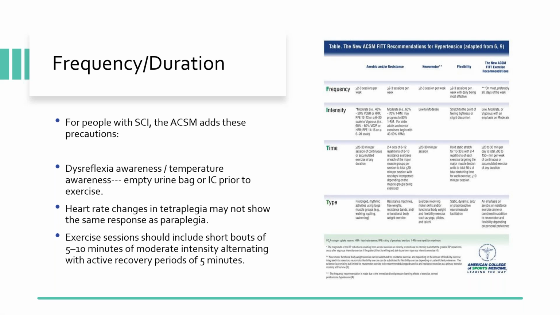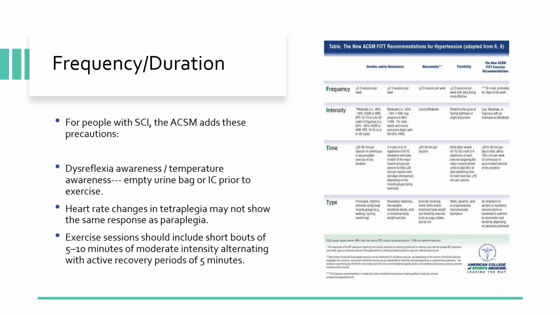ACSM's recommendations are always 30 to 60 minutes of physical activity 3 to 5 times a week. Just add in for the spinal cord injury, the dysreflexia awareness and temperature awareness, things we just talked about. Autonomic dysreflexia, so make sure they empty their urine bag or do intermittent catheterization, draining the bladder prior to exercise. Their heart rate changes in tetras and quads may not show the same response as our paraplegics. So we have to be able to understand what's going on and what's the difference between those.